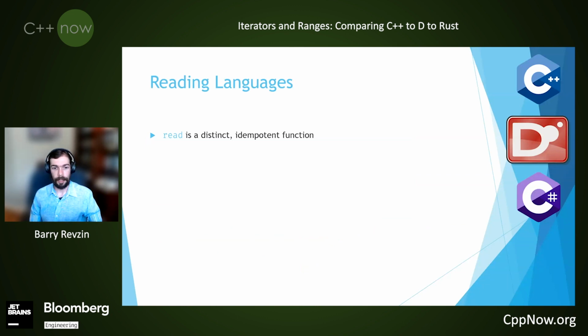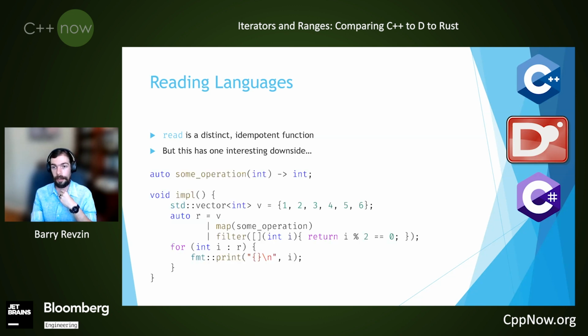And what these languages have in common is that read is a distinct idempotent function. And what I mean by that is it's distinct, it's a separate function that exists. And if you call read repeatedly, you will always get the same element over and over again. It may not be free to get that element over and over again, but you always get the same element. And this has one very interesting downside that a lot of people run into very quickly when they do any kind of ranged action. And that is this example.